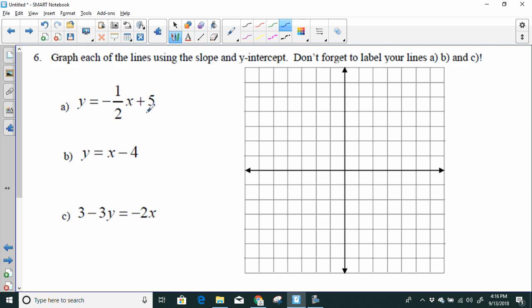Looking at our line from part A, we had a y-intercept of 5. So on the y-axis, we can count up 1, 2, 3, 4, 5 units. We had a slope of negative 1/2. So negative 1/2 means we're going down half a unit every one step over. Or you could go down 1 unit and then over 2. Down 1/2, down 1/2. And sure enough, we've got ourselves a line.